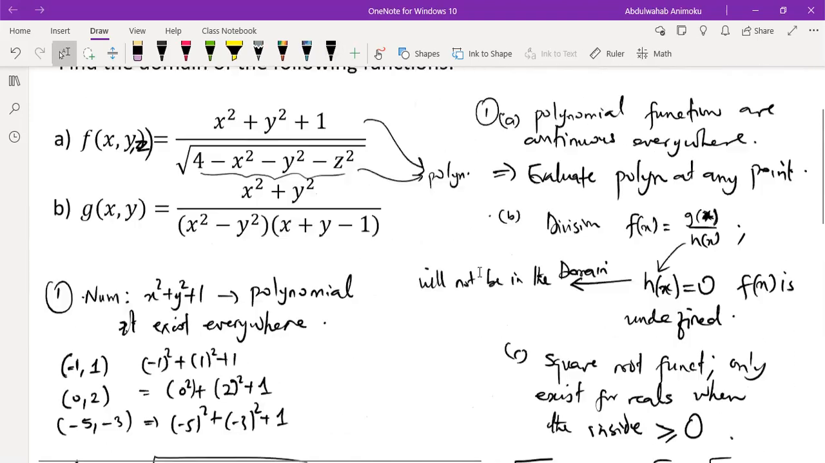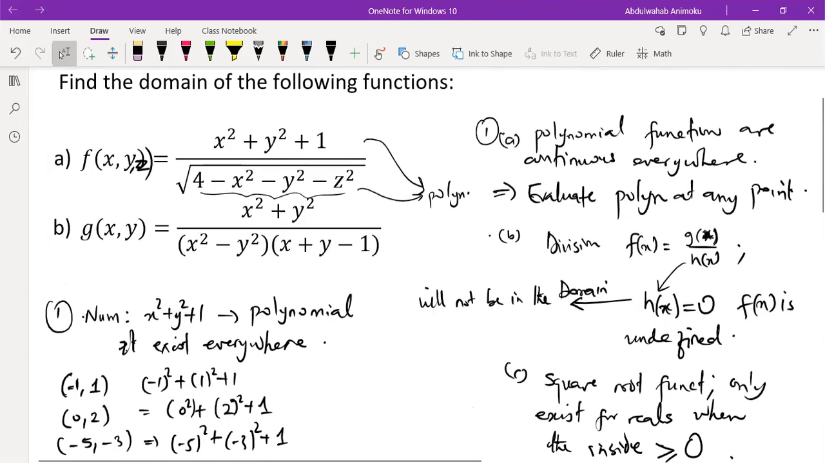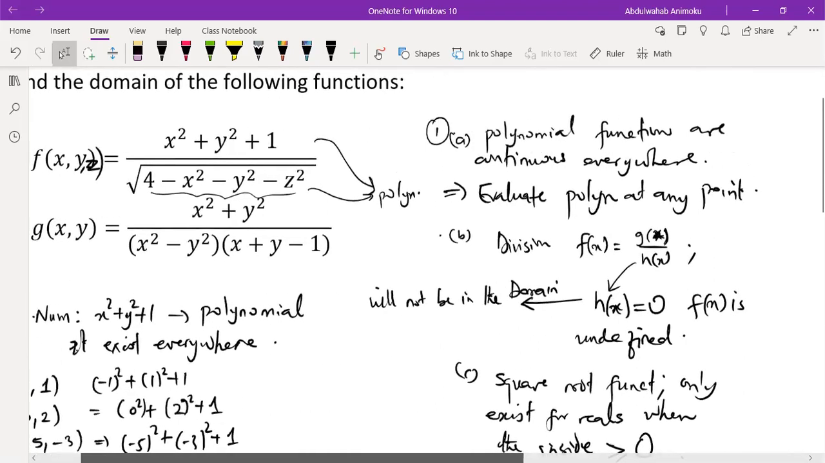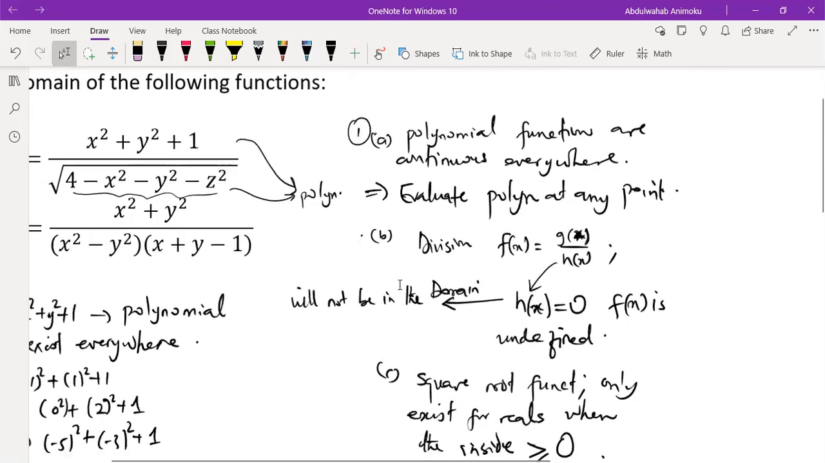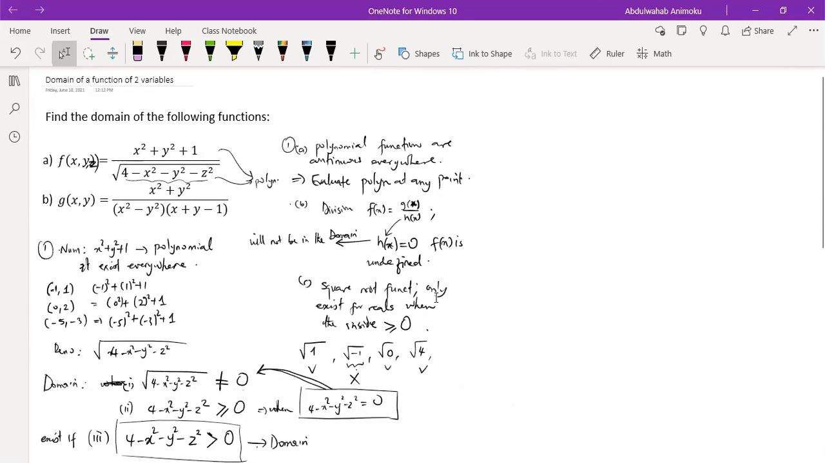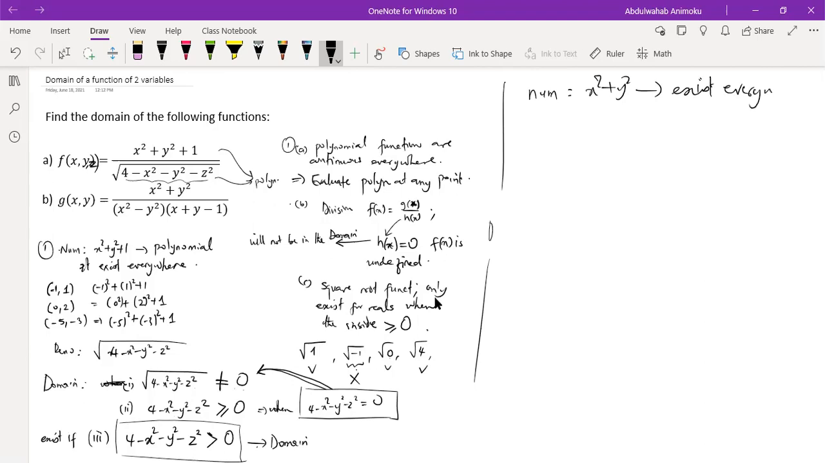Okay. Now let's check the second one. Second one is a little bit easier than the first one. It's of a different flavor. So you can see the function here. Now the problem we have with the second one is just the denominator. The numerator is fine. You can check the numerator. It's just a polynomial. So this exists everywhere.